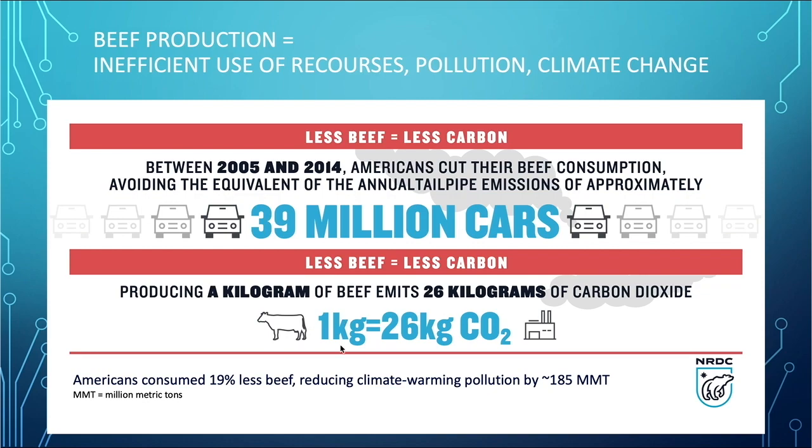But 1 kilo of beef equals 26 kilograms of carbon dioxide emissions. And these numbers are all throughout the scientific literature for us to look at. And in that time, what happened was Americans consumed 19% less beef and reduced climate warming pollution by 185 million metric tons. And that equates to that number there, the 39 million cars. I just love these little conversions, and that goes for everything, not just with this particular topic. I just think putting things in perspective is a really nice way of educating ourselves.